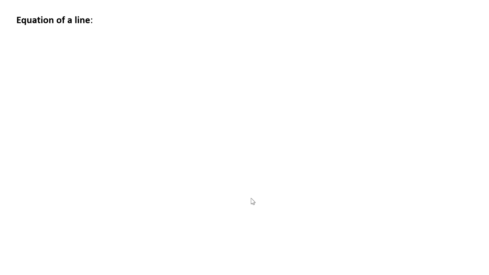Okay, equation of a line. In two dimensions, that is such a simple thing, right? y equals mx plus b, or ax plus by equals c. One of those things just gives you the equation of a line. But in three dimensions, that's not so straightforward.